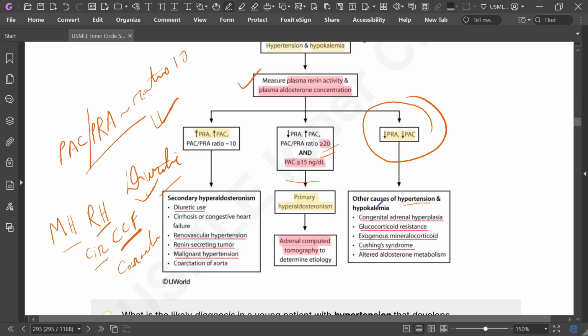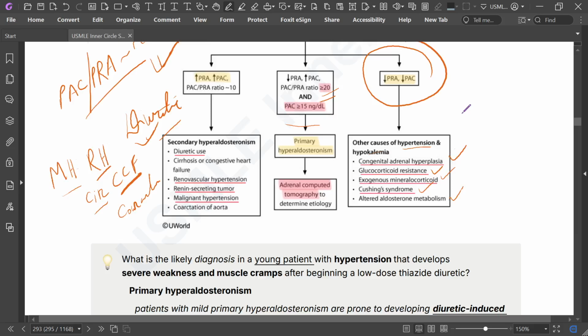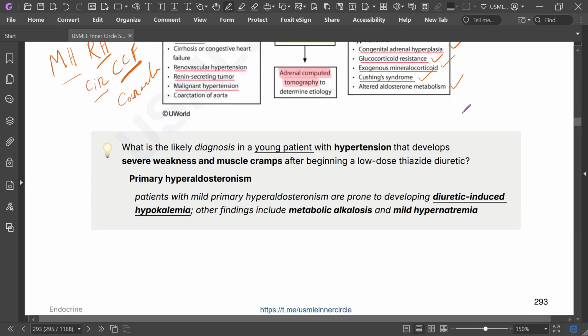other causes of hypertension and hypokalemia: congenital adrenal hyperplasia, glucocorticoid resistance, exogenous mineralocorticoid, Cushing syndrome, and altered aldosterone metabolism.